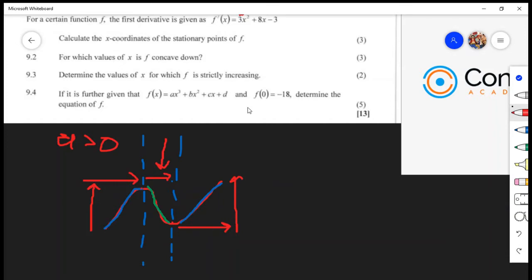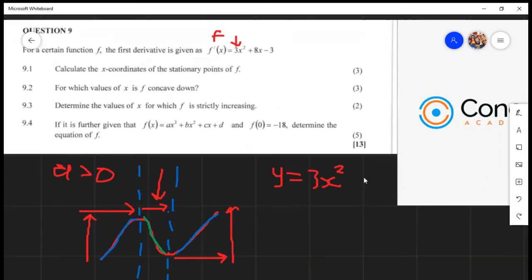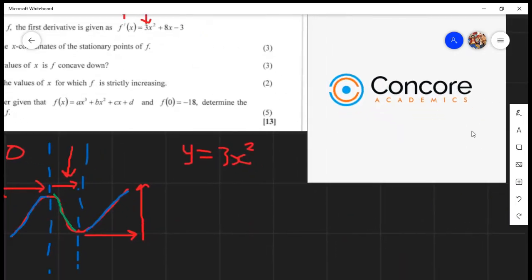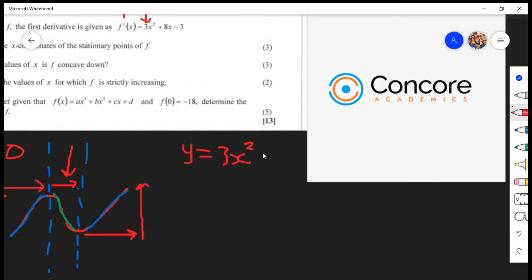So we're going to have y is equal to 3x squared plus 8x minus 3, okay? So then we'll have 3 and 1, and let's make it positive 3 over here, and negative 1 over here as our factors. So cross multiply, we'll have negative 1 over here.